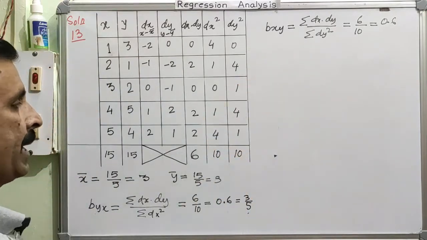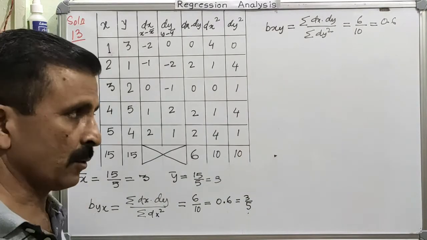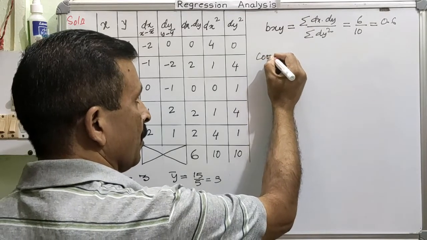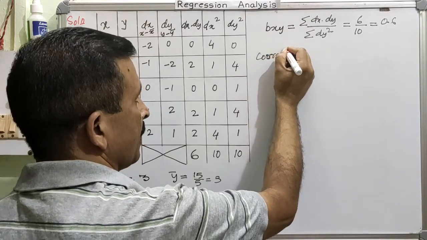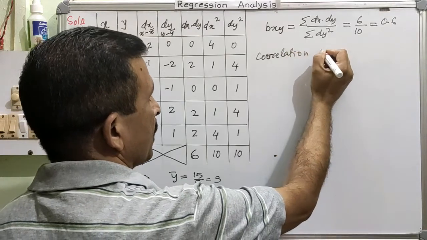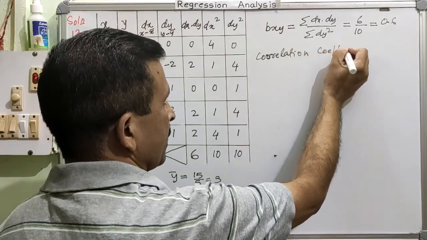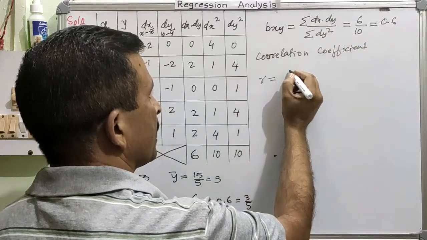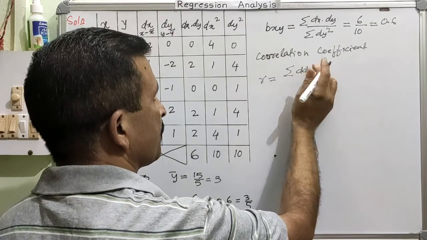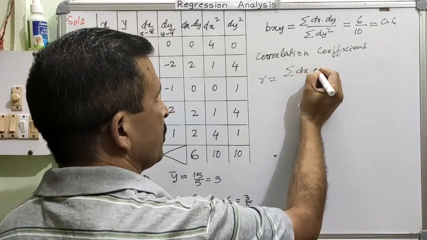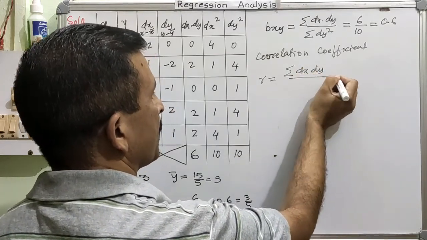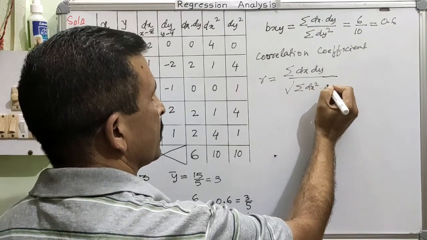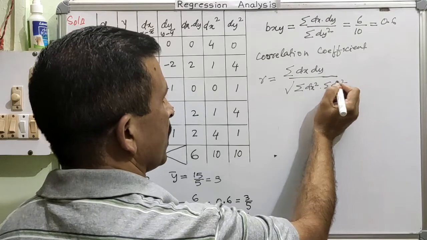Now, next we are going to find the correlation coefficient. We are calculating it by the Karl Pearson method. So the formula is R is equal to the summation of dx into dy divided by the square root of the summation of dx square into the summation of dy square.